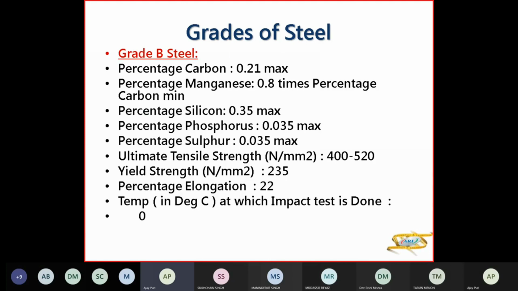Grade B is 0.21% carbon, manganese is 0.8%, silicon is same like grade A, percentage phosphorus and sulfur is same like grade A, and rest all is same like grade A, except the temperature at which impact test is done is 0 degrees like AH, not A. A में तो होता ही नहीं impact test.